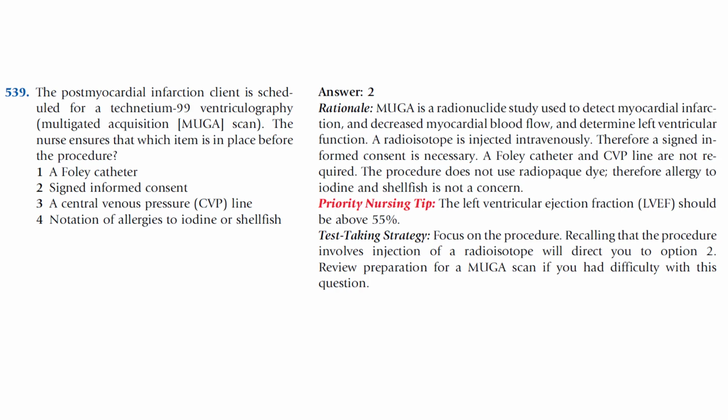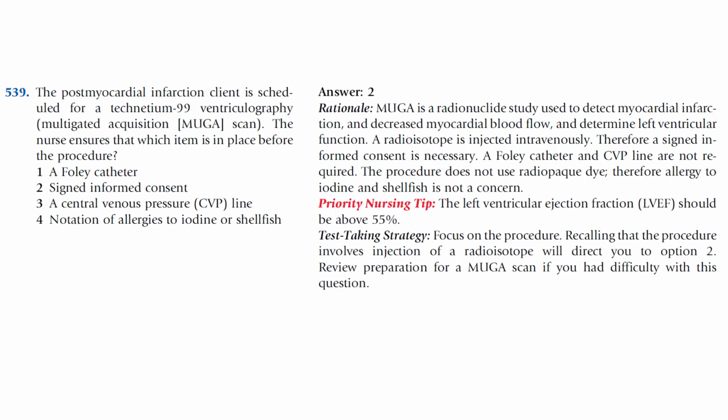539. The post-myocardial infarction client is scheduled for a technetium-99 ventriculography, multigated acquisition scan. The nurse ensures that which item is in place before the procedure? 1. A Foley catheter. 2. Signed informed consent. 3. A central venous pressure line. 4. Notation of allergies to iodine or shellfish.